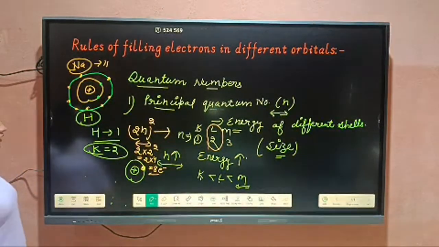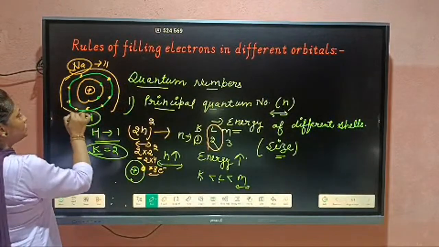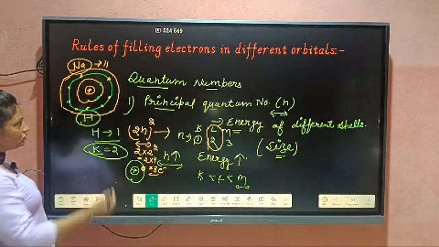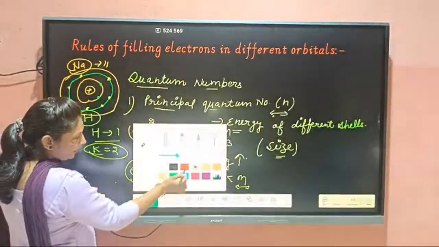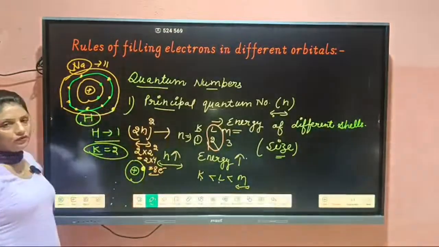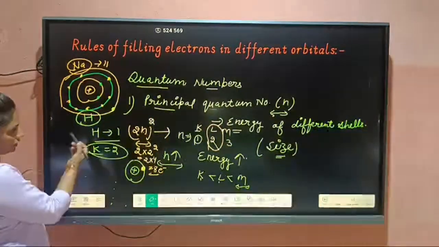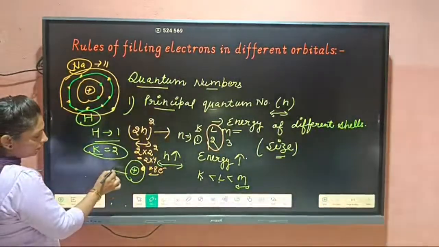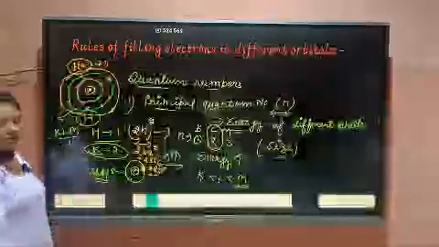Then we will fill the electron in M shell. So we have already filled 10 electrons. For M, we have only 1 electron, so 1 electron will be filled in this. So you can see, in case of hydrogen, 1 electron is present in 1 shell, while sodium's electrons are filled in 3 shells.